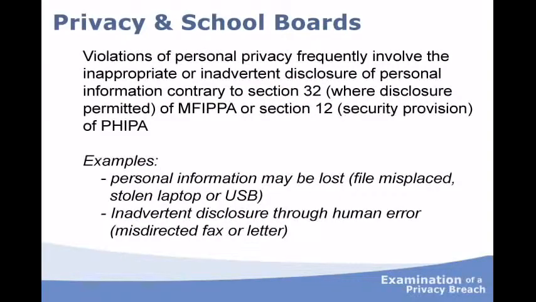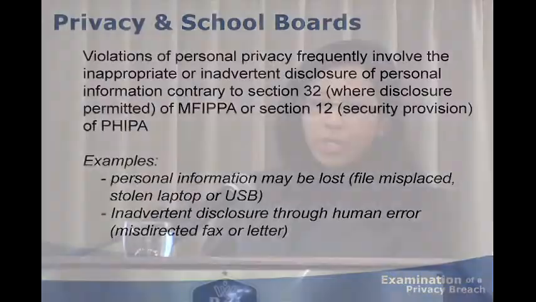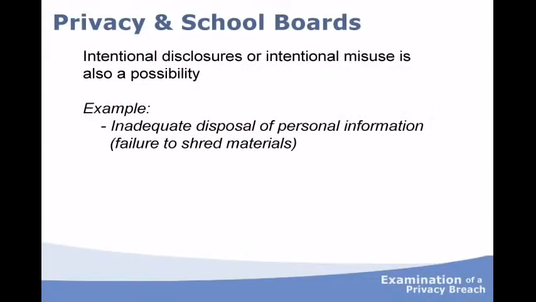So some examples of an inadvertent or inappropriate disclosure would be where personal information is lost on a USB key, or a file is misplaced internally in the office, or there's a stolen laptop. Inadvertent disclosure through human error includes a misdirected fax, a letter copied to the wrong party, or an incorrect address. There are also intentional disclosures or intentional misuse, and there's a number of factors.